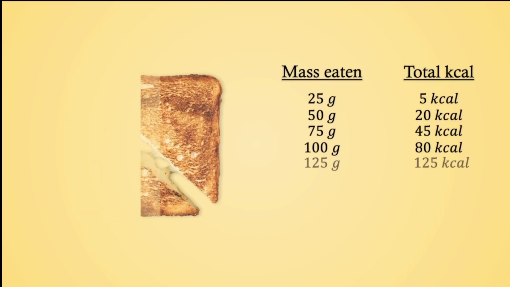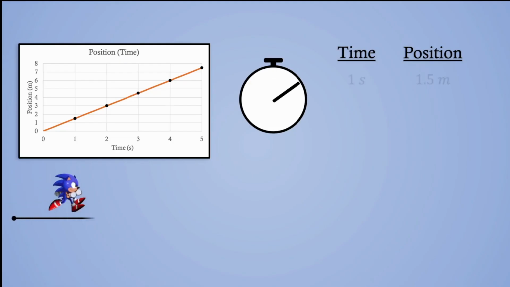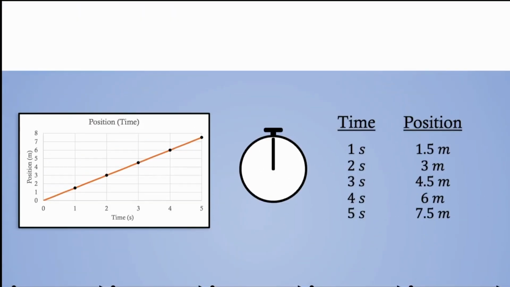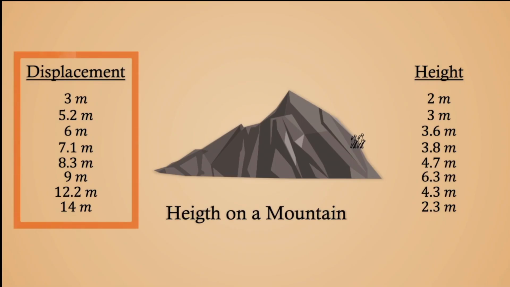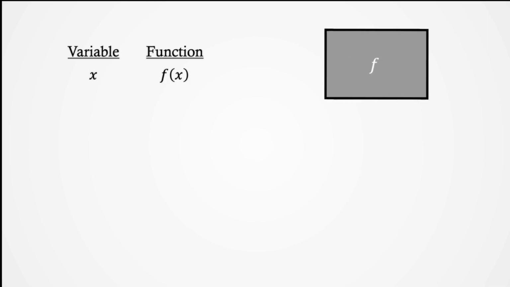We can observe a similar relation for the mass of the sandwich eaten and the total kilocalories ingested, and we can associate a certain position to every time during a motion. In general, we can establish the concept of function. A variable, which can be our displacement, mass eaten, or time, can take some values that we will call in general x, or any letter you want. And then a function that we will name f, which has to be evaluated for the certain variable value x as f(x). This simply sums up the behavior of the function f as a machine.